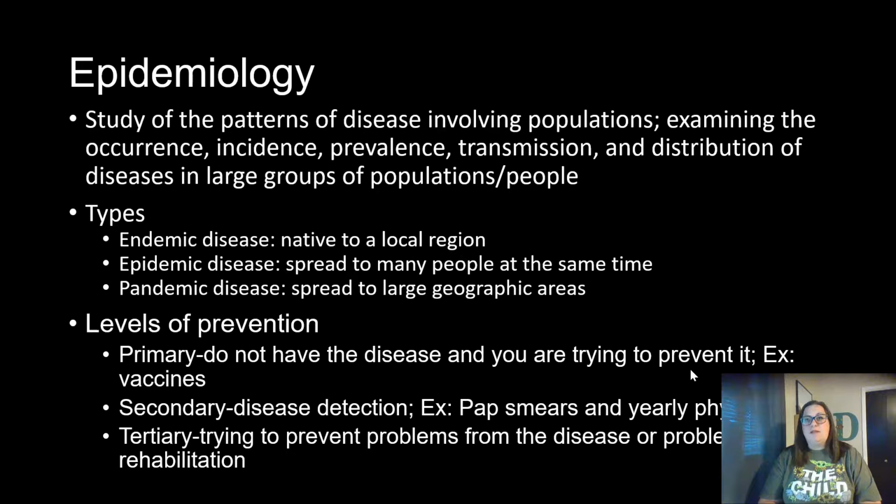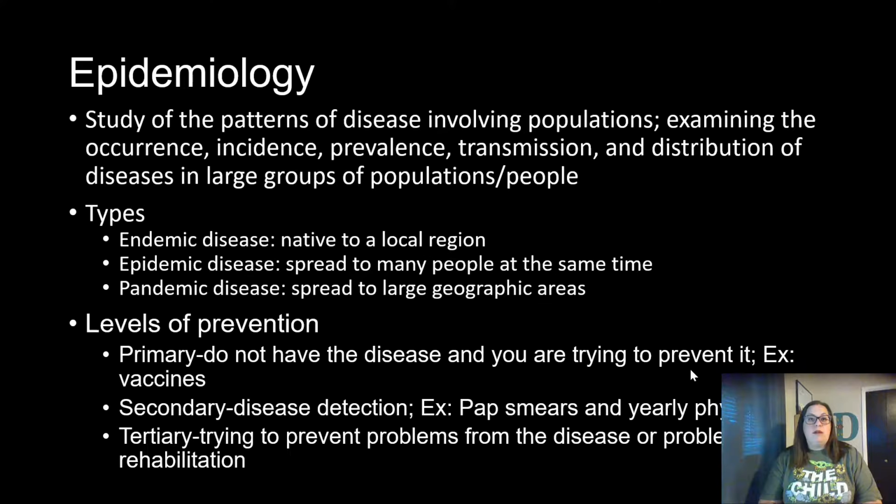There are different levels of prevention when we're looking at epidemiology and trying to prevent diseases from going from endemic to epidemic to pandemic. The first is the primary. Primary is where you do not have the disease, but you're trying to prevent it. One example of this is vaccines. We want to prevent you from getting chickenpox, so we're going to give you the vaccine. We want to prevent you from getting the flu this season, so we want you to take the flu shot. Vaccines are an example of that.